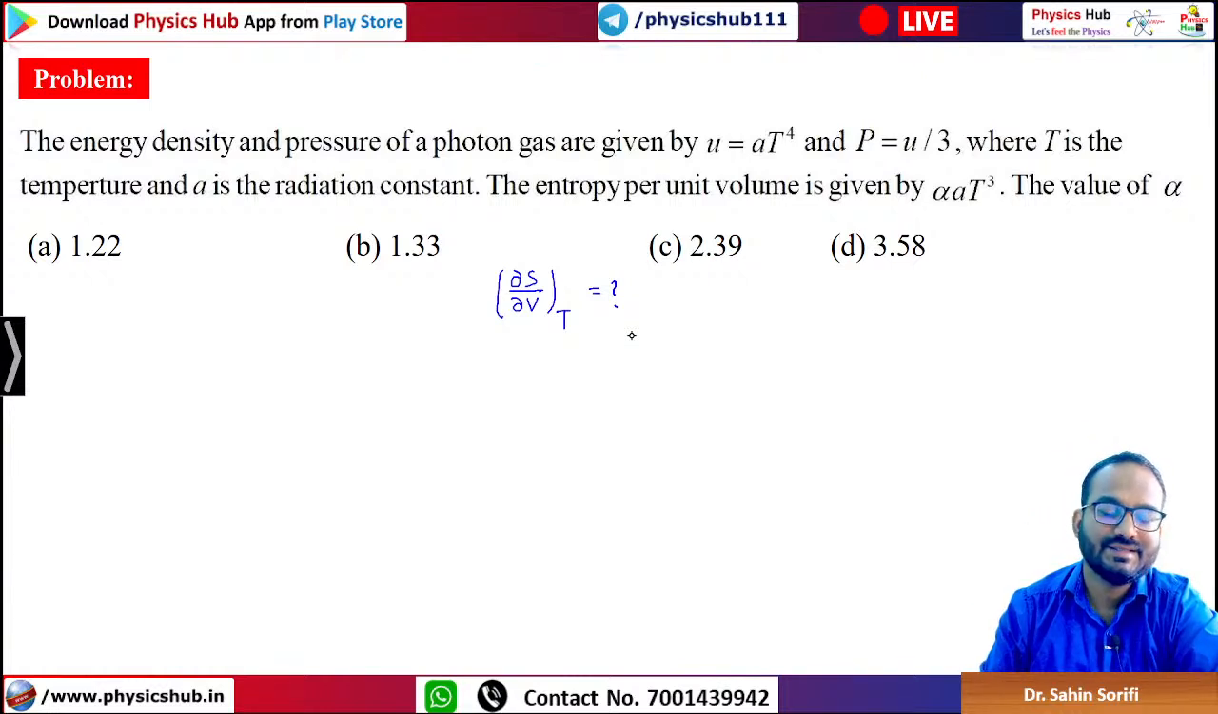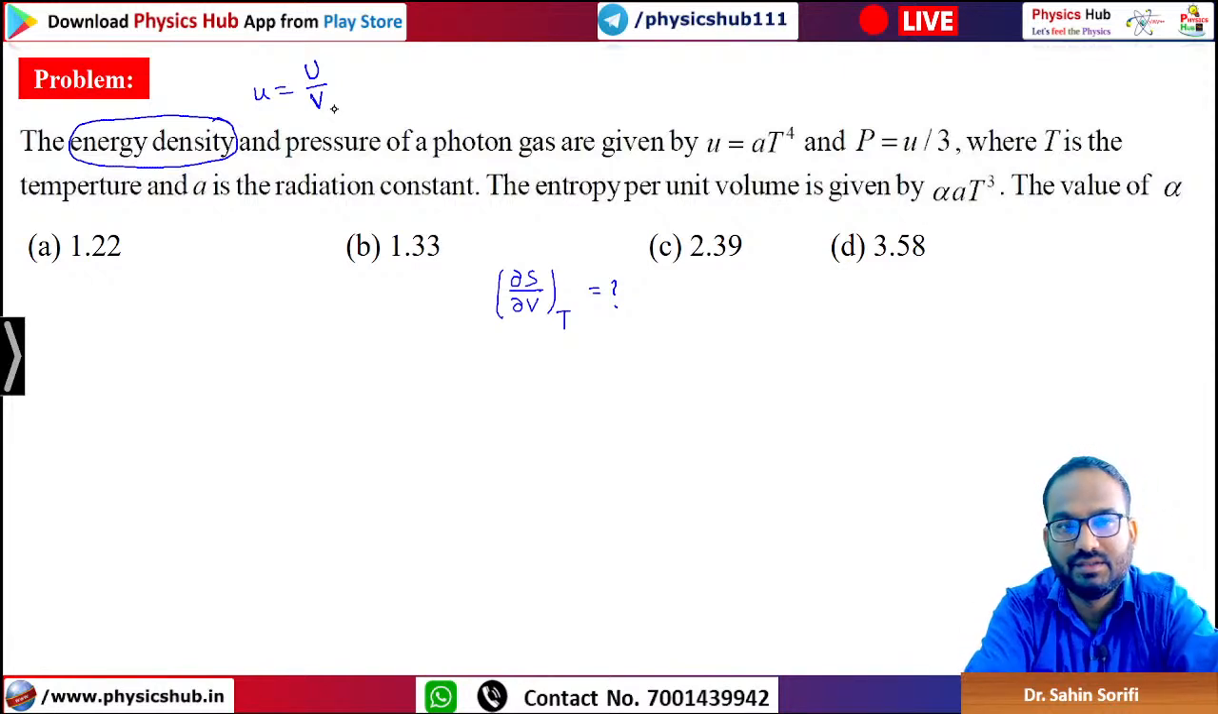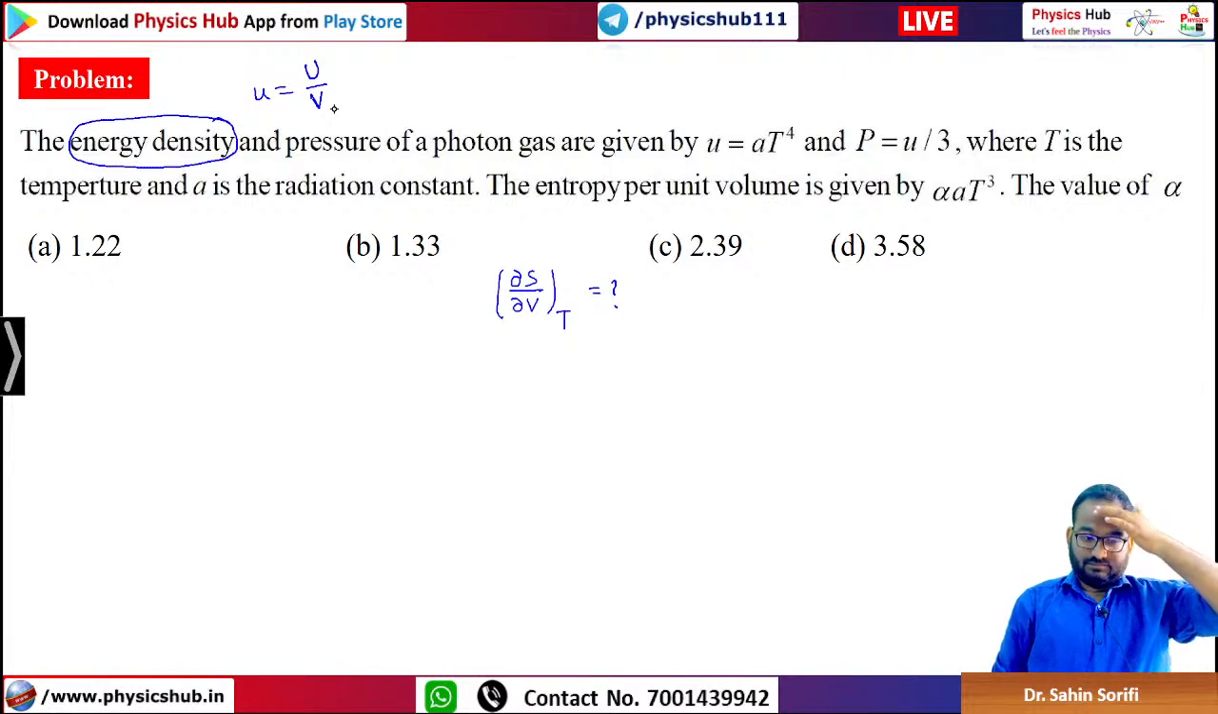U is what? Energy density. Energy is the internal energy. Energy density is energy per unit volume. So it will be U, the internal energy, divided by the volume V. So I have given you a lot of hints. Now I think you should be able to do it. Tell me the answer. A, B, C, D.